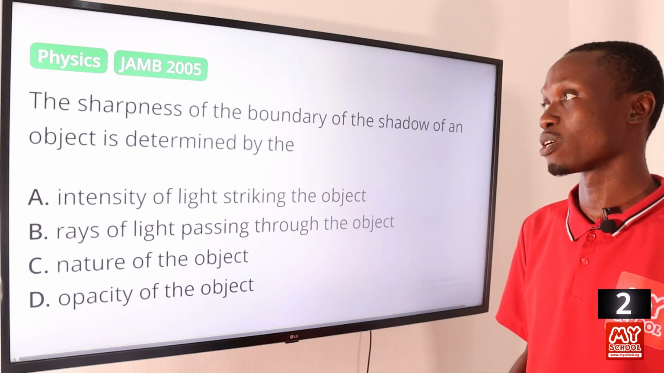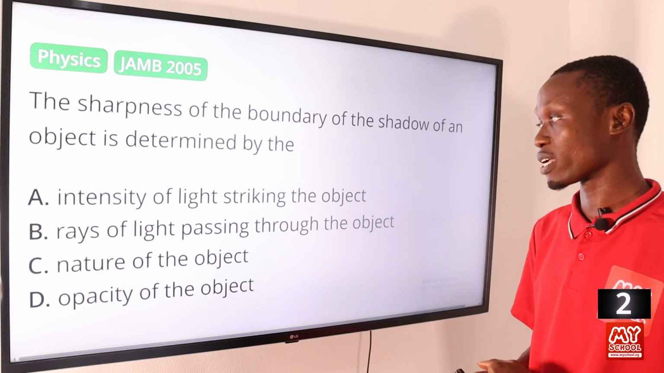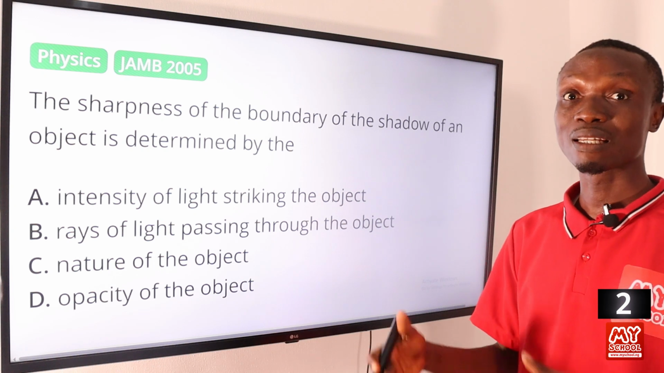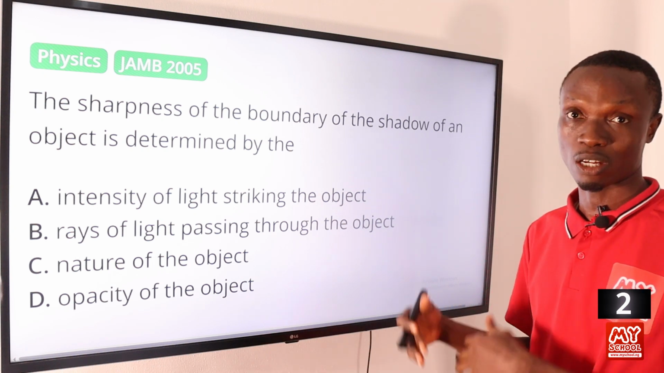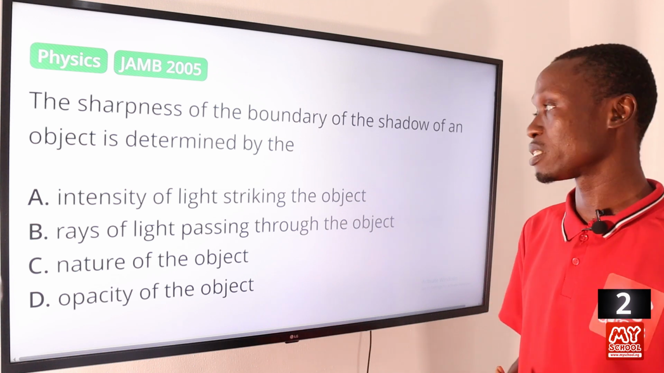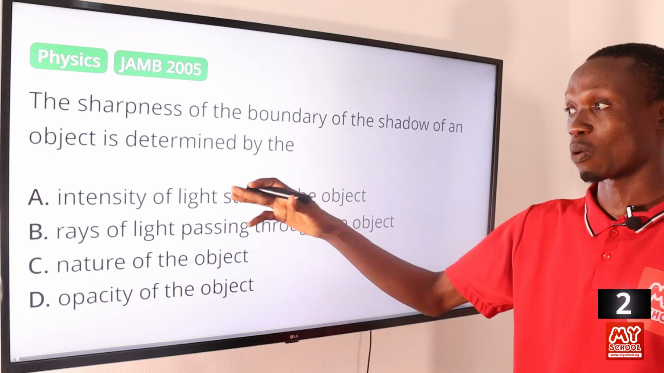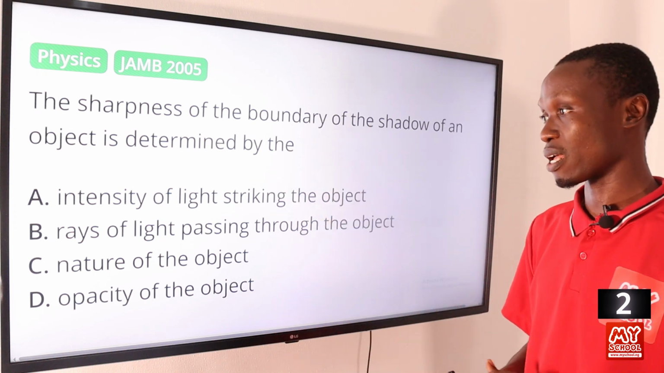So the characteristic of cast shadow are dependent on the intensity of the light striking the object. Hard light produces cast shadows with sharp edges, while soft light produces cast shadows with blurry edge. So that makes option A the correct answer to this question.